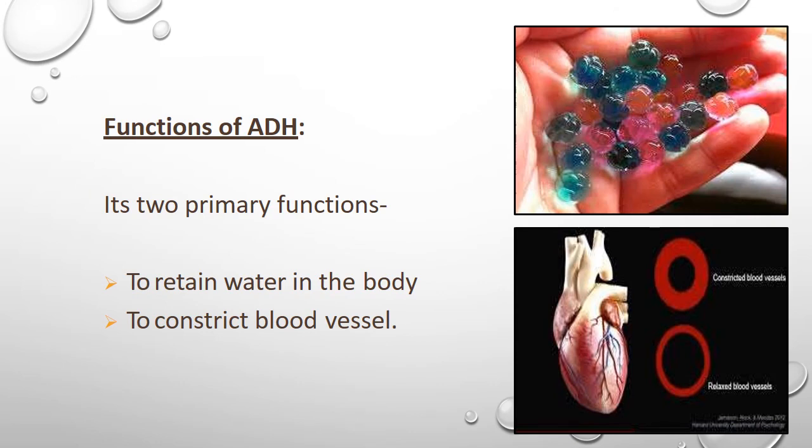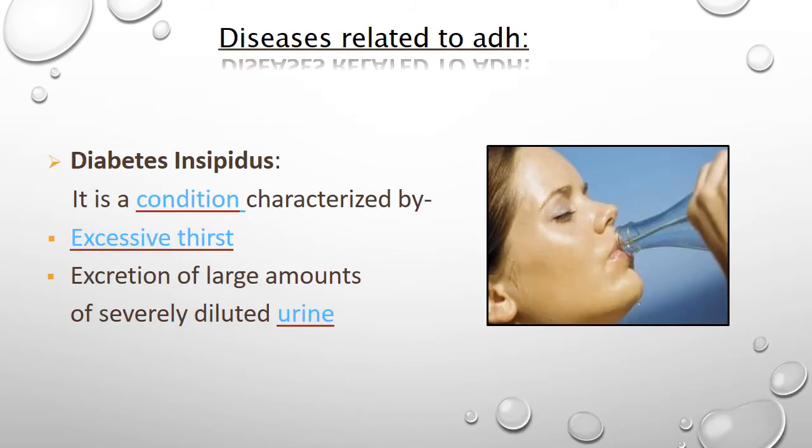Now the function of the ADH. There are two primary functions. First one is to retain water in the body and to constrict blood vessels. Now the disease related to the ADH. First one is diabetes insipidus. It is a condition characterized by excessive thirst and excretion of large amounts of severely diluted urine. So this is the disease condition due to the ADH, that is diabetes insipidus.